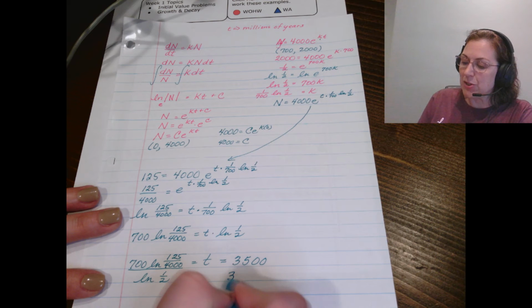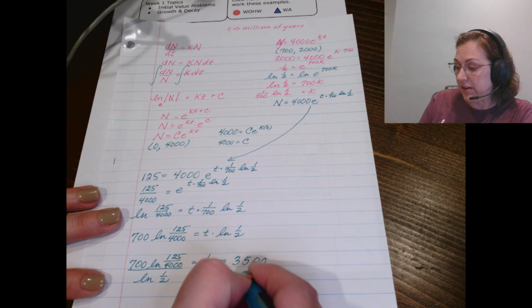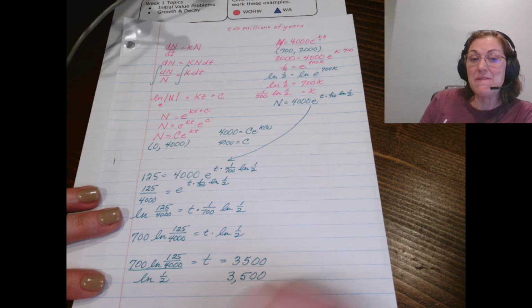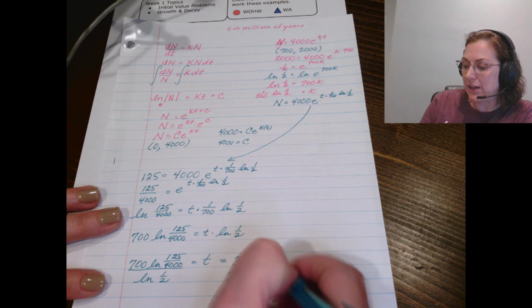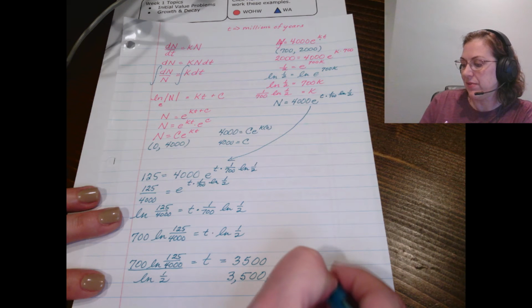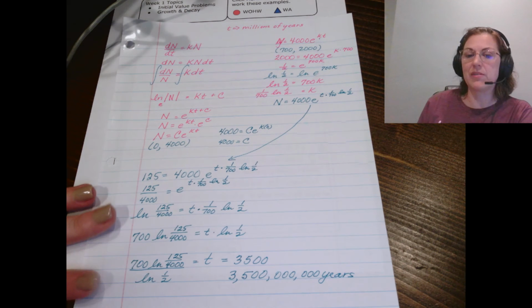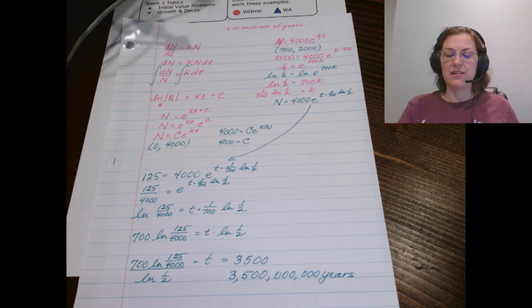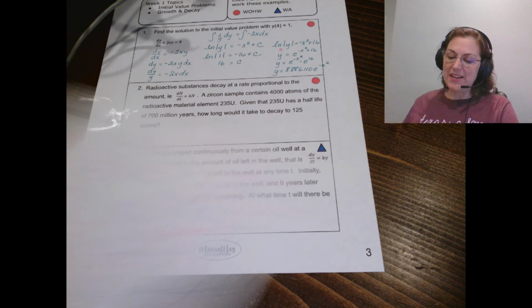So really, we're talking about 3,500,000,000 years to answer the question that was asked there. Okay, we've got one more in this section.